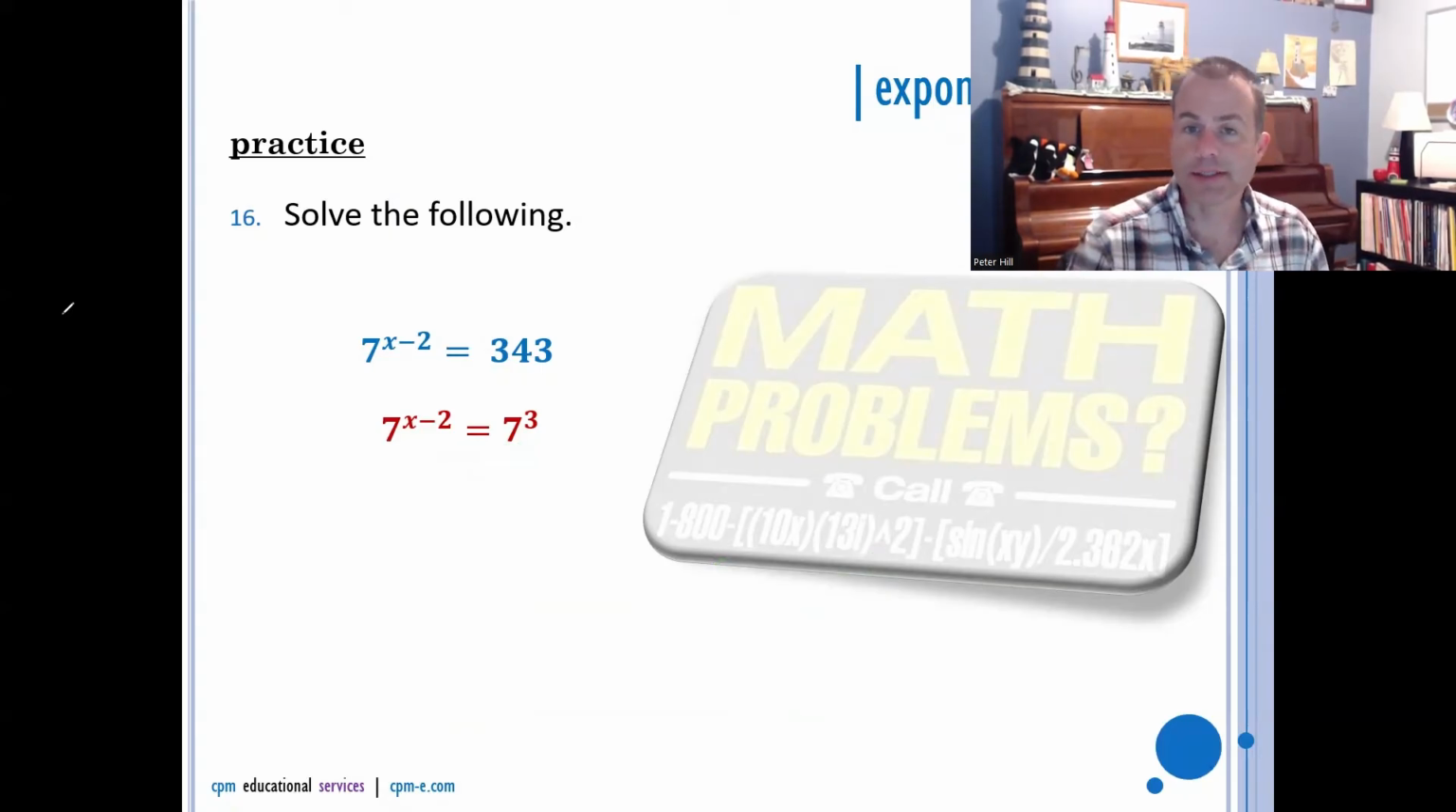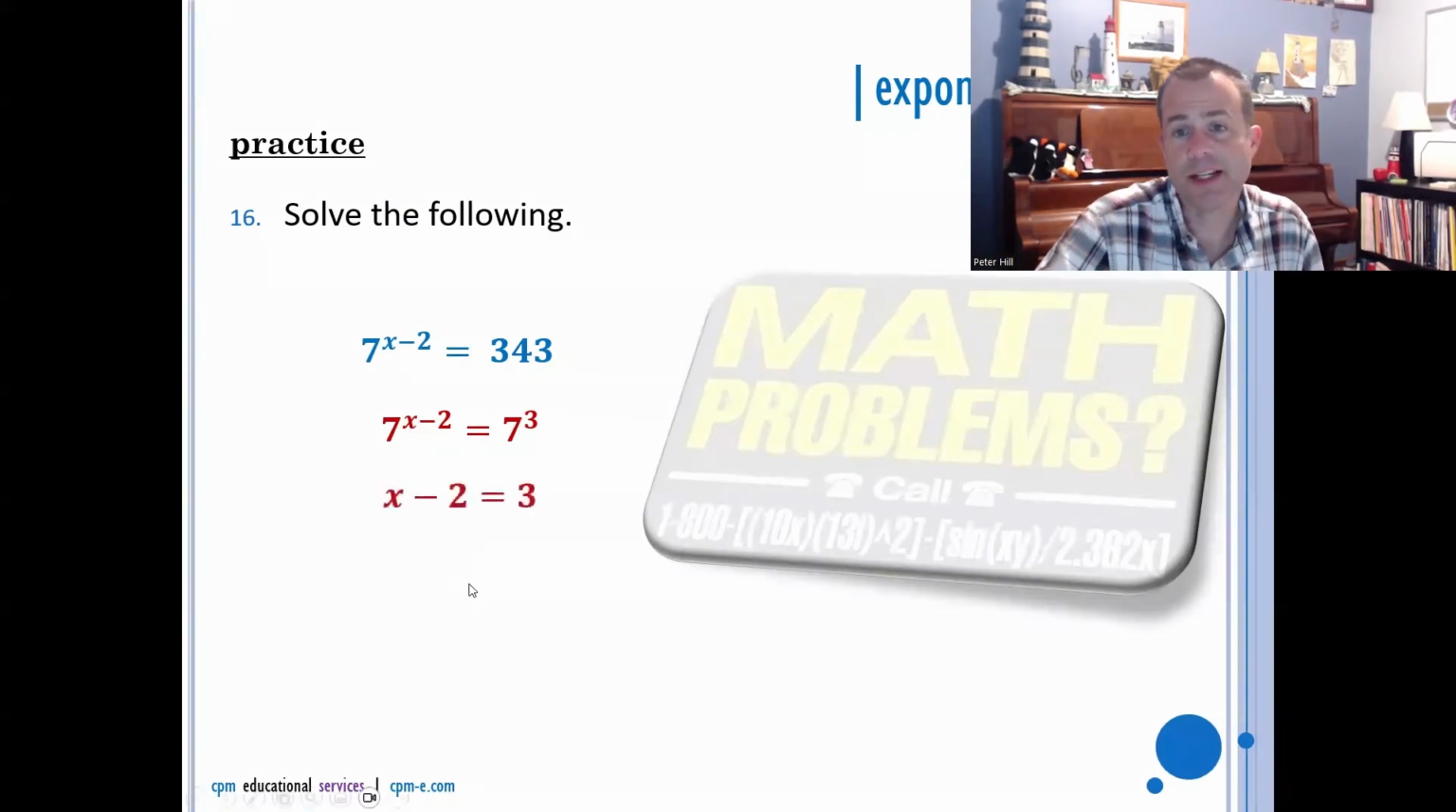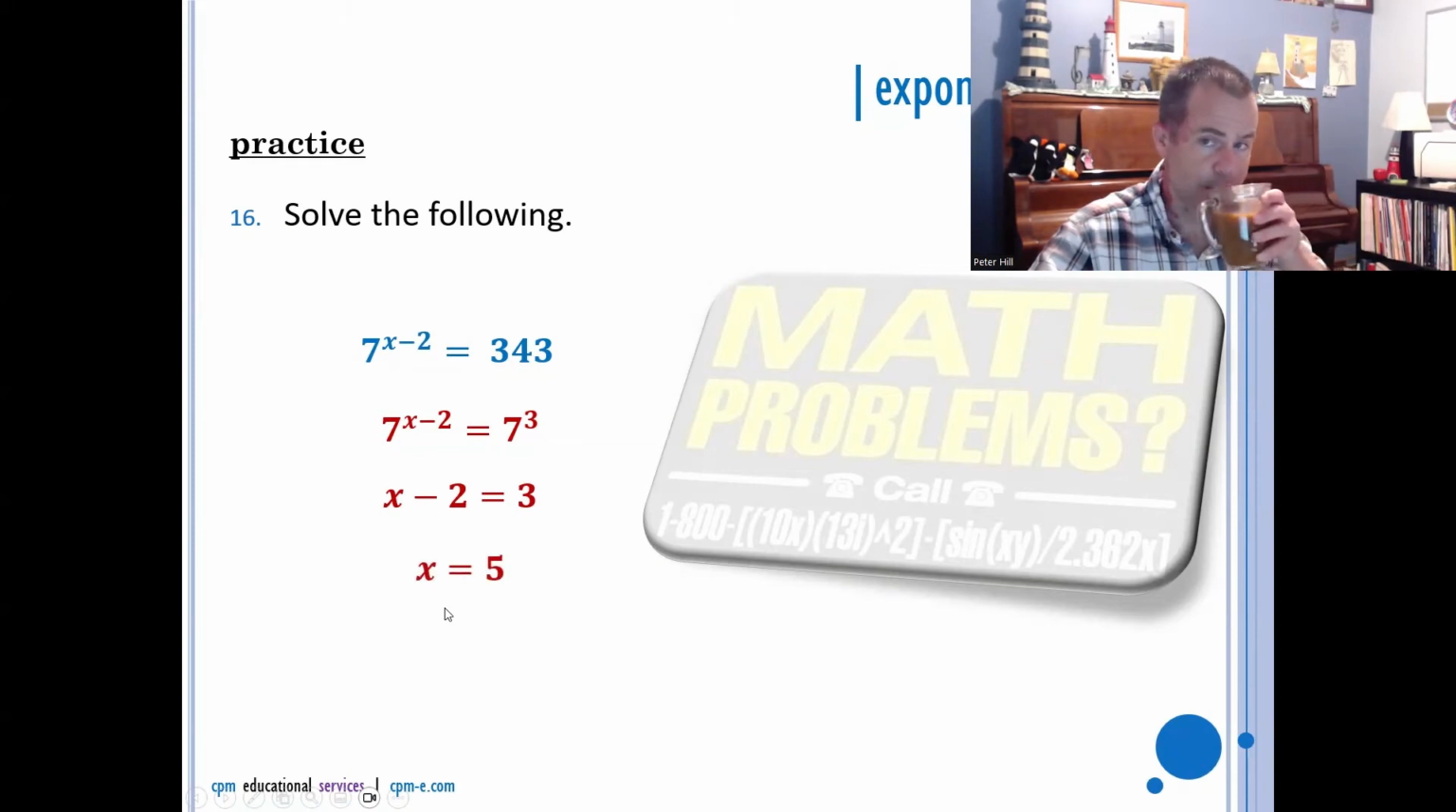Okay, now, just as a caveat, if I had said, hey, this is 1 plus that, 1 plus would screw that up. I can't do that anymore. Okay, so now I can say then that x minus 2 equals 3, and then I just solve for x. So I'm going to add 2 to both sides and say that x equals 5.